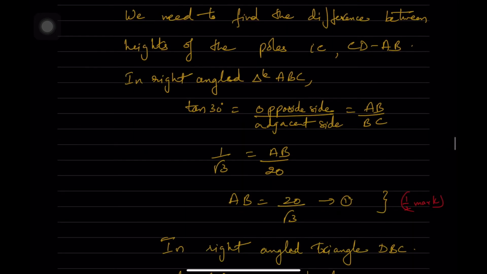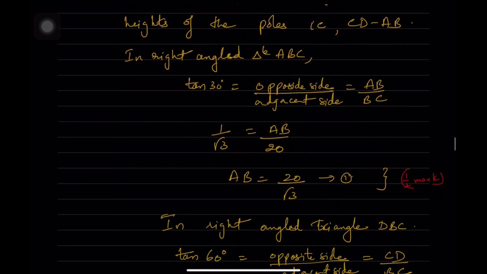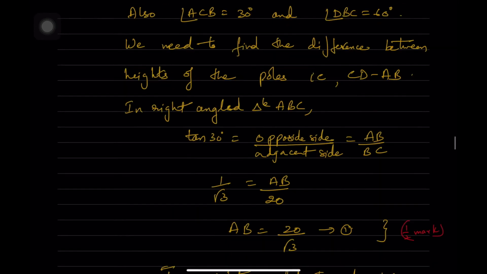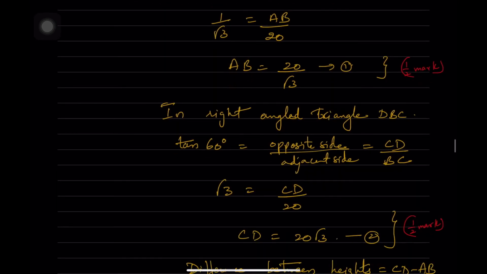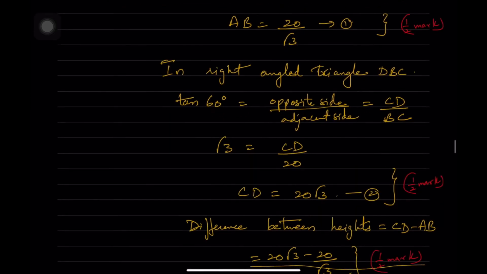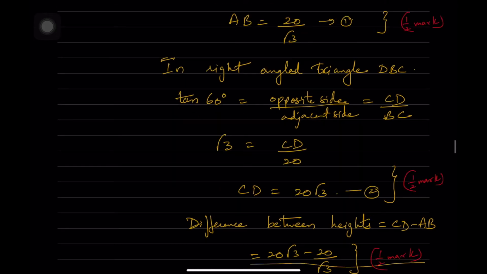In right angle triangle ABC, you have tan 30 is equal to opposite by adjacent side, that is AB by BC. So therefore AB is equal to 20 by root 3. For this you have half mark. For the figure you have 1 mark. So therefore in right angle triangle DBC, tan 60 is equal to opposite by adjacent, that is CD by BC. So root 3 is equal to CD by 20, which implies that CD is equal to 20 root 3. For this you have one more half mark again.